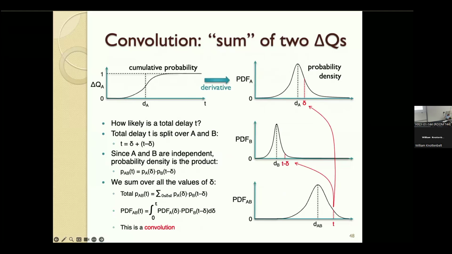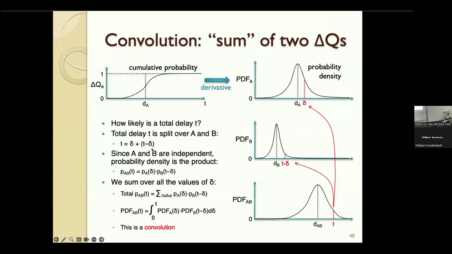So both A and B have particular probability density functions. And now we can compute the probability density function of the overall system AB. So the overall system will have a delay T, a total delay. And this delay, if there's a packet coming through, will have a delay in component A and B. So that delay is split into two parts, which I can call little delta and T minus little delta. So the overall delay is T.